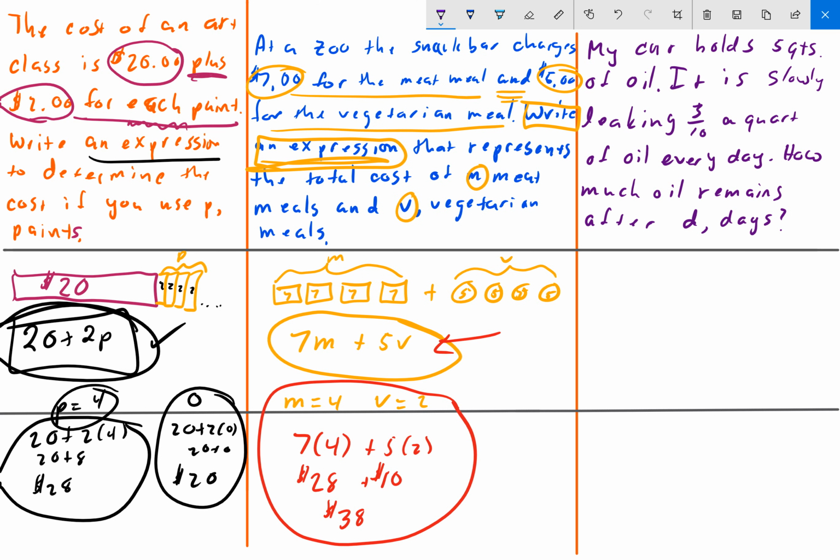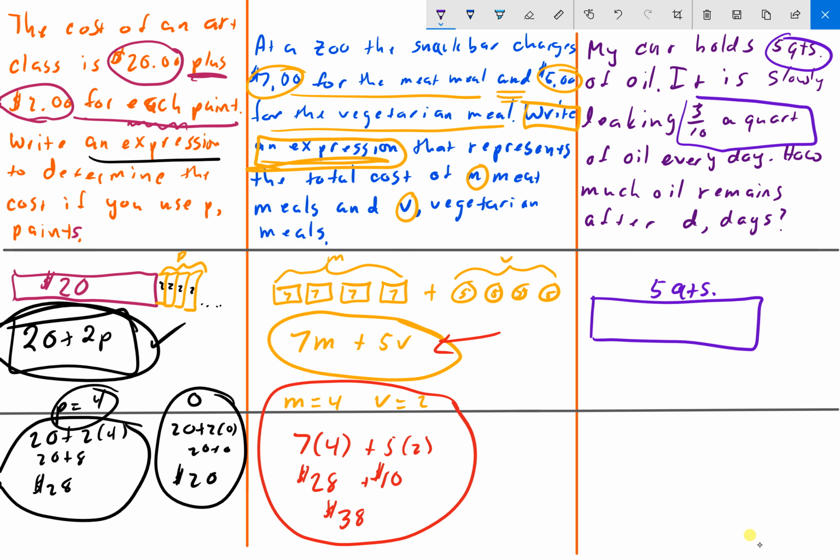My car holds 5 quarts of oil. This is my car's oil pan. It holds 5 quarts of oil. It is slowly leaking. All right, so if it's leaking, that means I'm losing oil, right? It's slowly leaking 3 tenths of a quart every day. So, once again, the words every, each, per, these are all words that kind of lead you to believe that there's going to be multiplication. How much oil remains after D days?